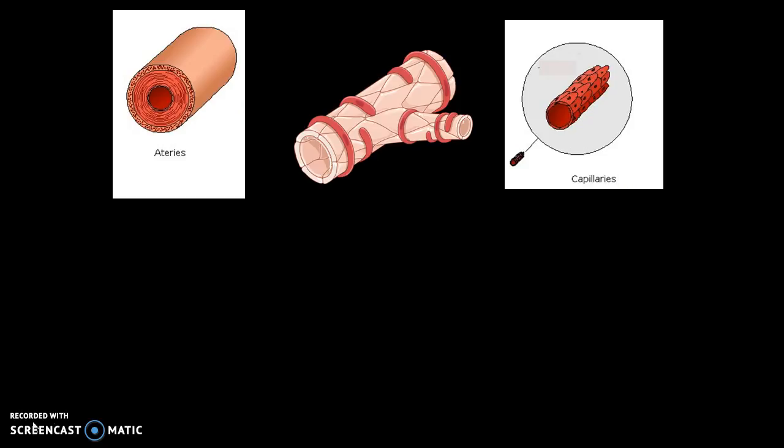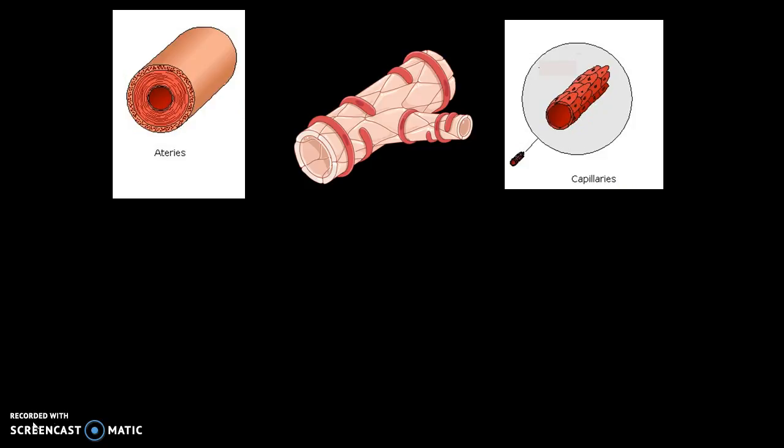The next vessel are capillaries. These are extremely narrow. They are supplied with blood from the arterioles and drained by venules. These vessels are extremely important as they supply the body with gases, nutrients, and remove waste. For example, they diffuse oxygen, carbon dioxide, water, and salts between the blood and organs.